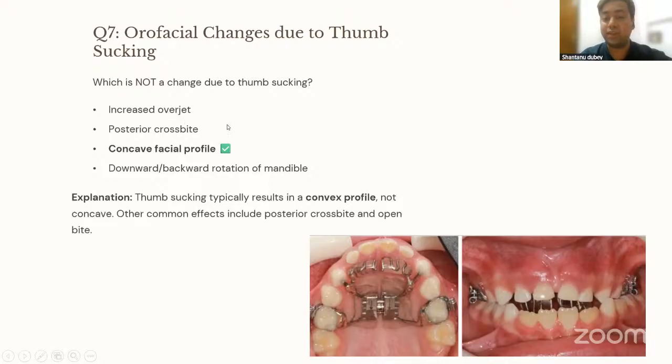And posterior crossbite, we have already explained. So these both are changes which are seen due to thumb sucking. So these options were incorrect. The correct answer was concave facial profile. It is not seen with thumb sucking.